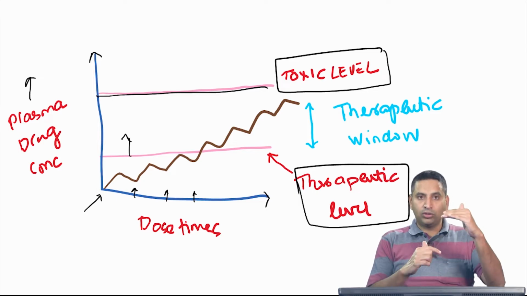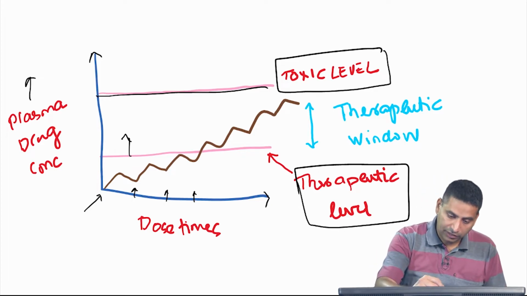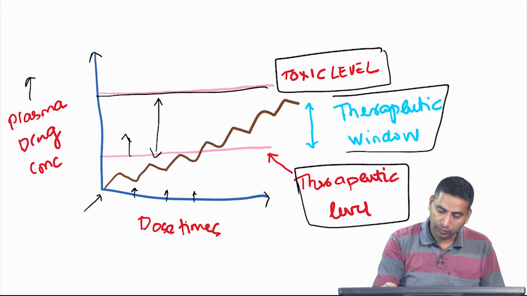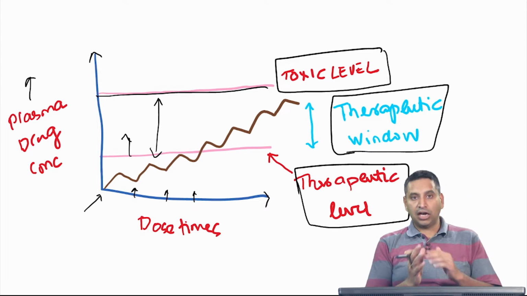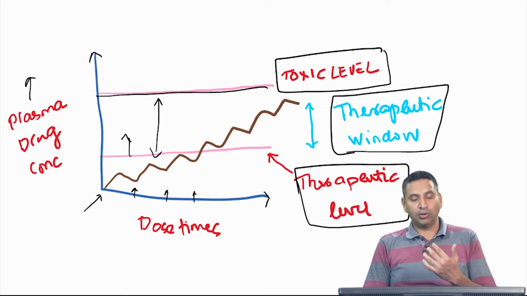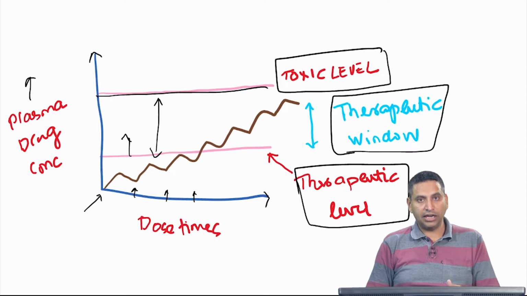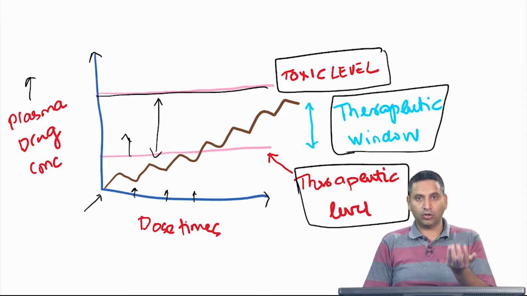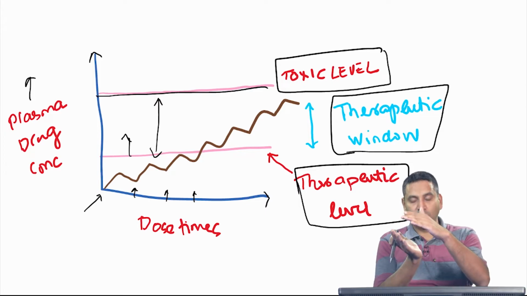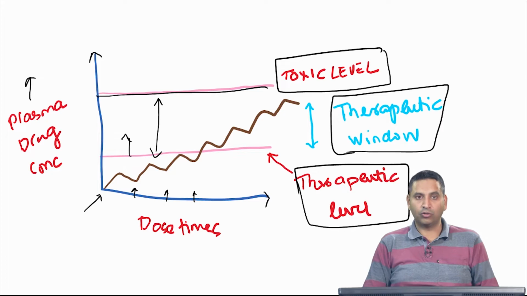The window that is formed between these two levels, that is the therapeutic level and the toxic level, is called the therapeutic window. The larger the therapeutic window, the better it is in terms of how we want to administer a drug. The smaller the therapeutic window, the higher the chances that the drug would be toxic, and therefore one needs to establish a fairly good therapeutic window if we wish to administer the drug to humans.